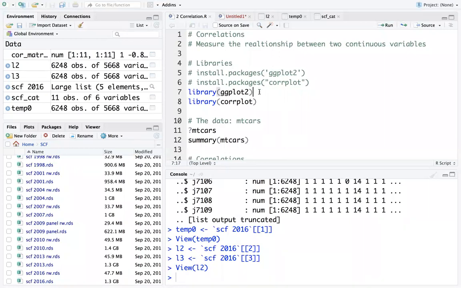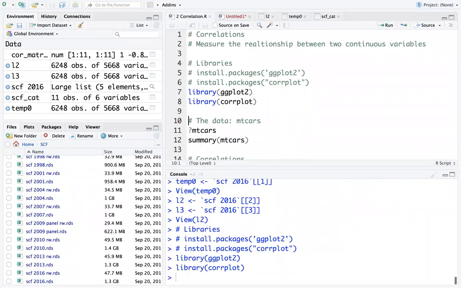I'm going to start out by installing some libraries. If you're not familiar with R, I can help you one-on-one. You can do this via Zoom. It's perfectly fine.